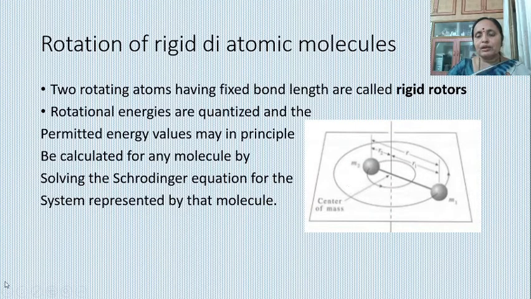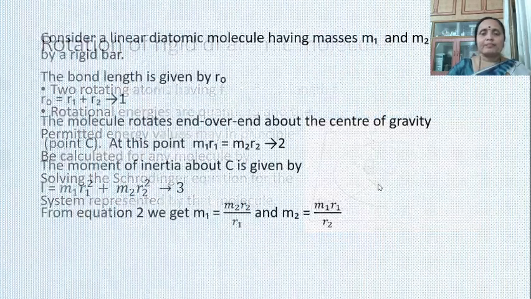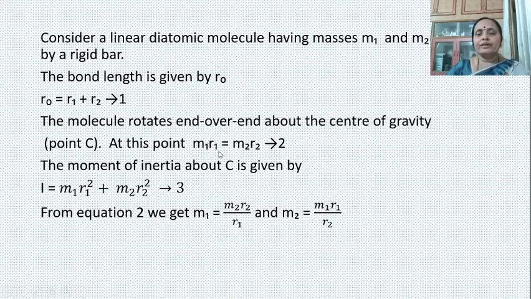The atoms in this molecule rotate about the center of gravity or the center of mass. At this point, M1 R1 will be equal to M2 R2, which is equation 2. The moment of inertia about the point C is given by the expression I = M1 R1 square + M2 R2 square, and this equation is numbered as 3.